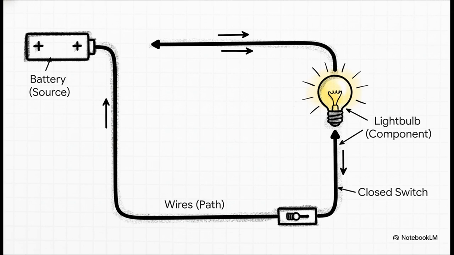Now, for these charges to actually flow, they need a complete closed path, kind of like a racetrack. We call this path an electric circuit. As you can see in this lovely diagram, a simple circuit needs a power source, like a battery, some wires to make the path, something to power, like a bulb, and of course a switch to open or close the track. If the path is broken anywhere, the flow just stops.